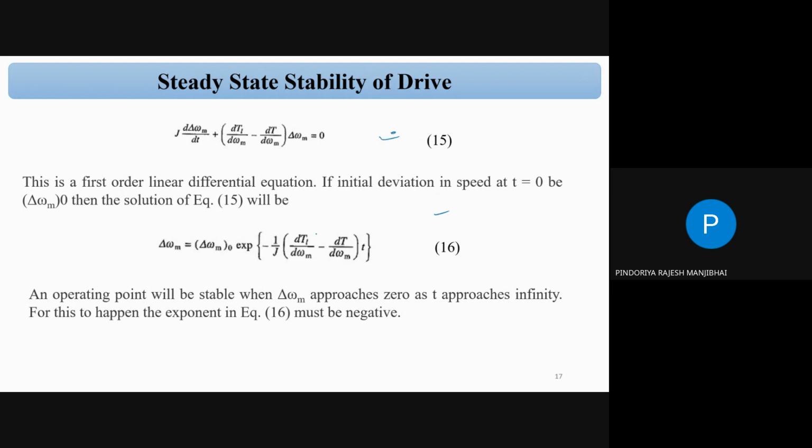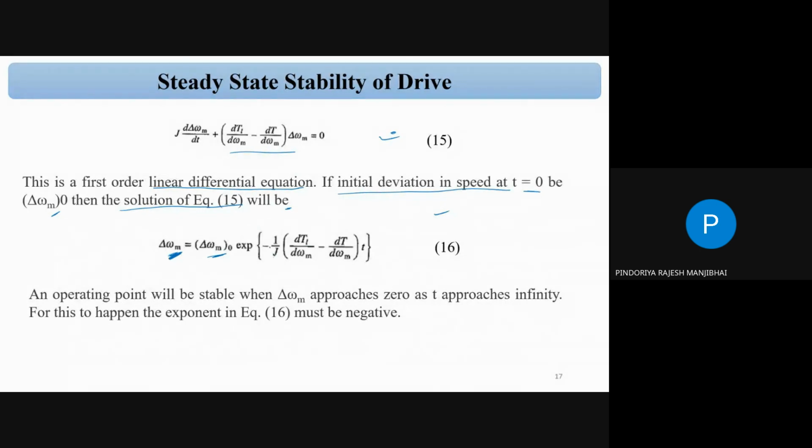So this is a first order linear differential equation. If the initial deviation in the speed at t equal to 0 is Δωm0, then the solution of equation number 15 will be as follows. Δωm is equal to Δωm0 times an exponential, because we can calculate from the initial condition how much variation we can give.